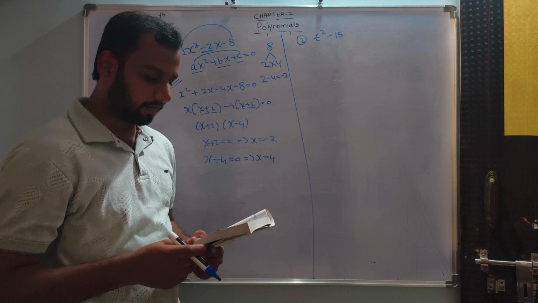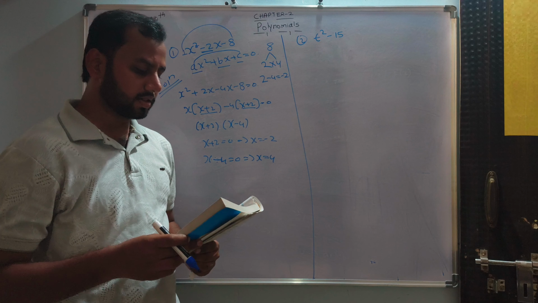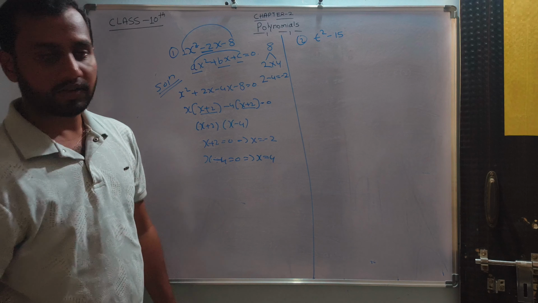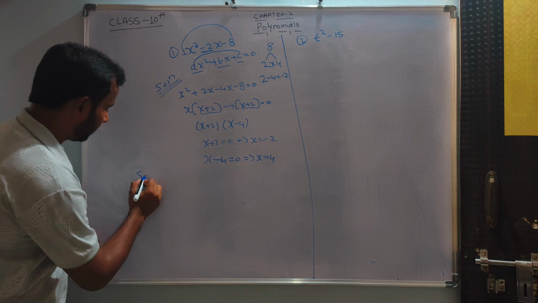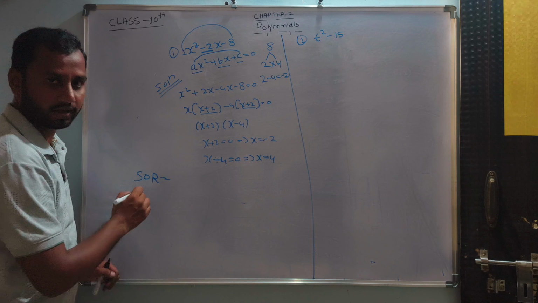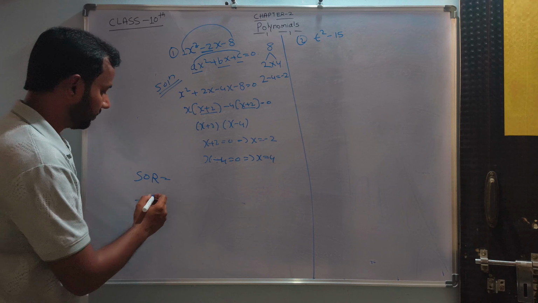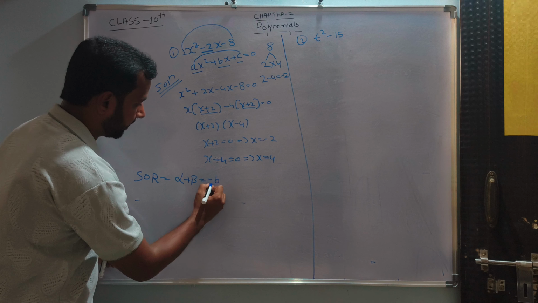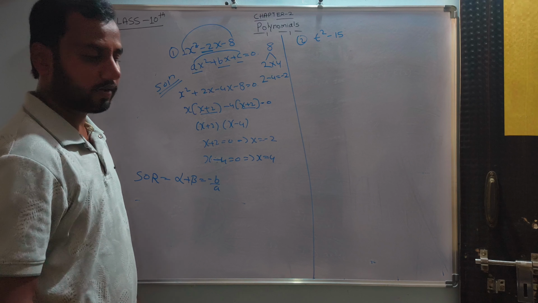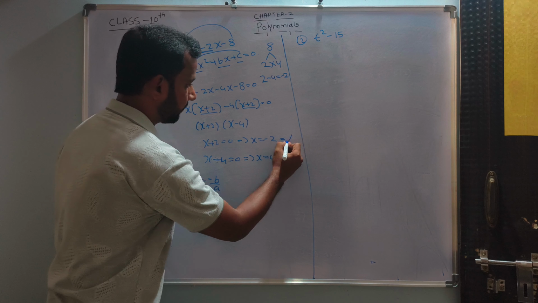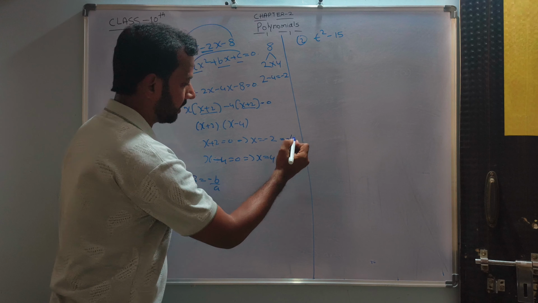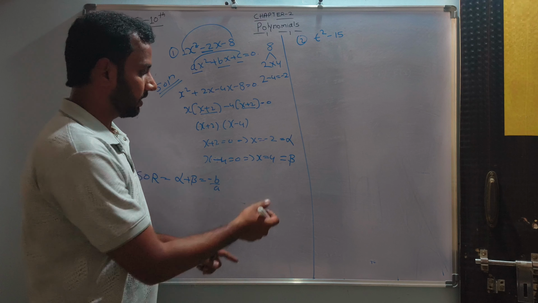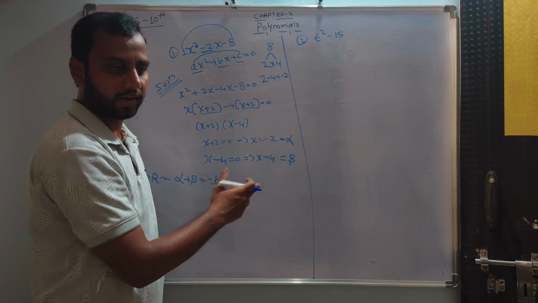Further, they are asking you to verify the relationship between the zeros and the coefficients. We have a formula, that is sum of roots. Write down fully, SOR means sum of roots. Sum of roots equal to alpha plus beta equal to minus b by a. Here what is alpha, what is beta? Alpha is one root, beta is another root. Alpha is one solution, beta is another solution.